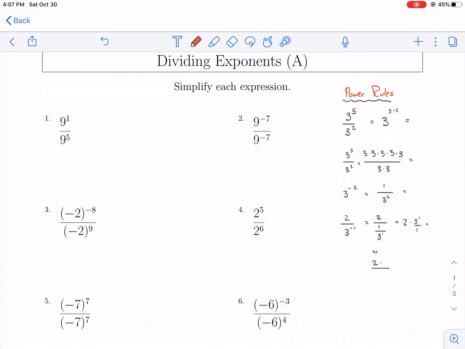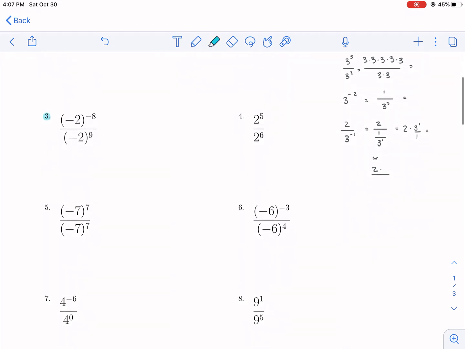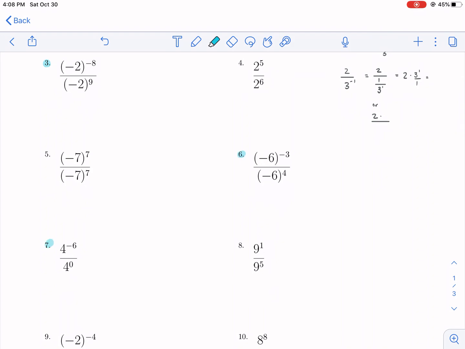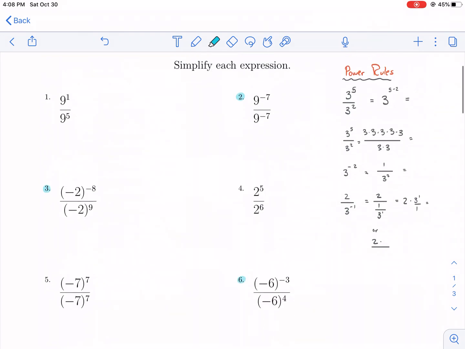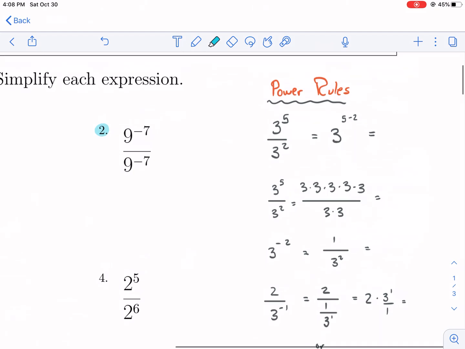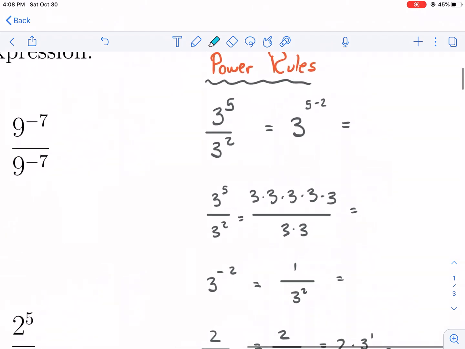So I want to go over negative exponents real quick. I'm going to highlight those problems. So that's 2, 3, 6, and 7. Maybe we can get to number 9 if we have time. But I want to quickly review some of our power rules so we know what we're doing with this worksheet.